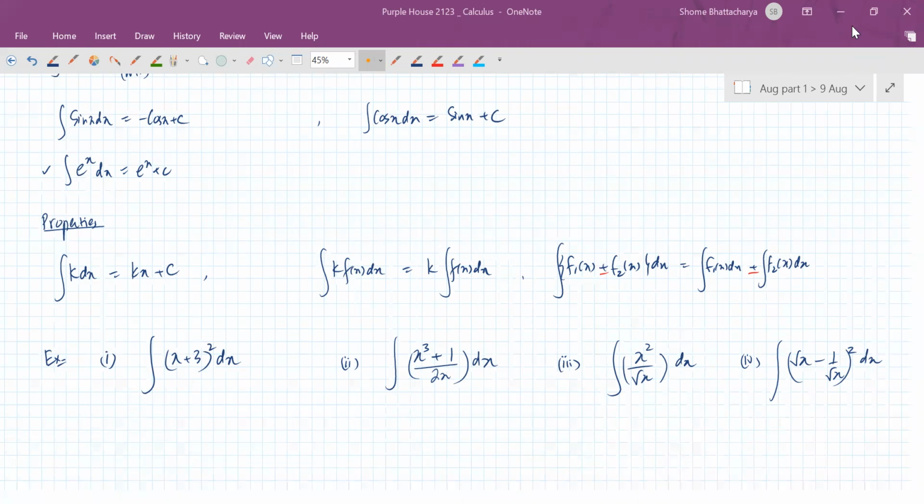Yes, Veer, your answer is correct. Yes, Swam, correct. Very good, correct for the second one. Yes, Sakshi, correct, very good. Sanvi, correct. Just add the constant of integration, don't forget.